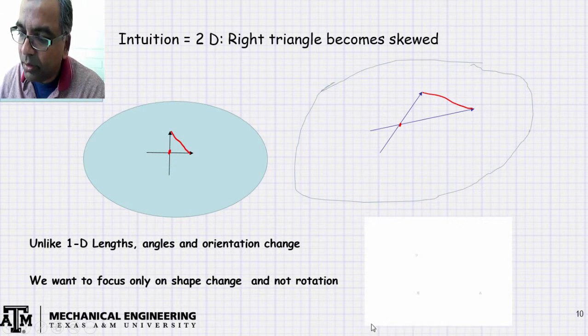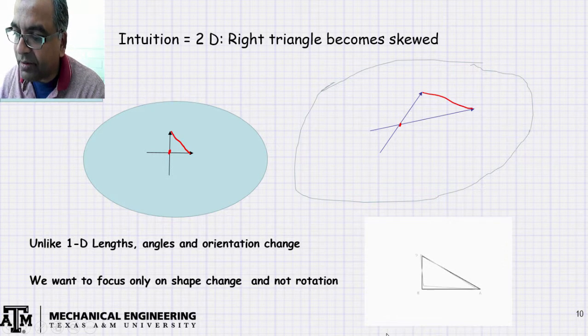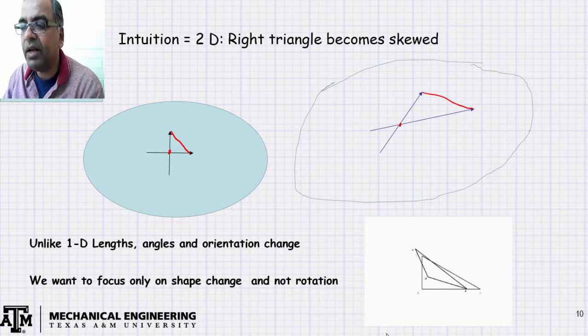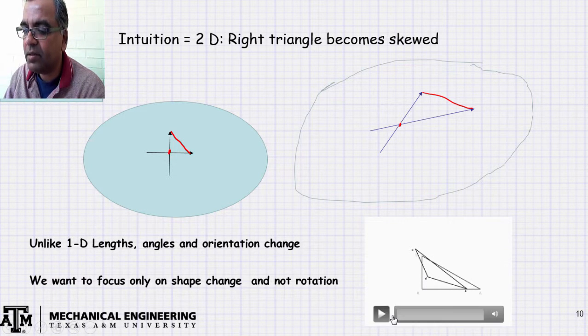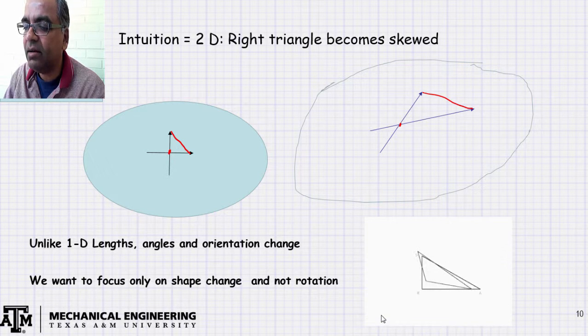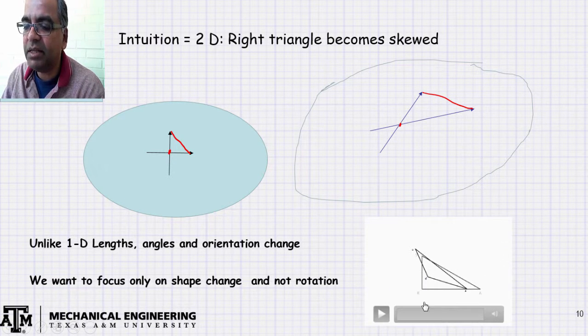So if you watch, that's a reference rectangle, and you can see it will get deformed into some kind of funny shape. Saw that, right? So what was reference, right angle triangle, becomes a funny shape. That's the deformation. So we want to be able to see changes in shape.